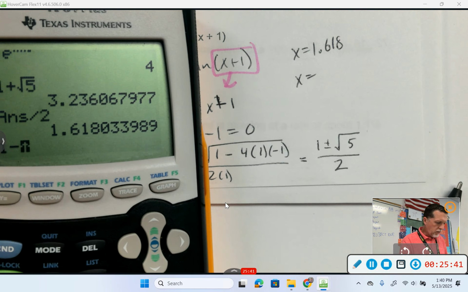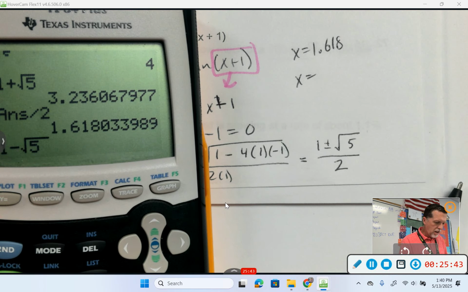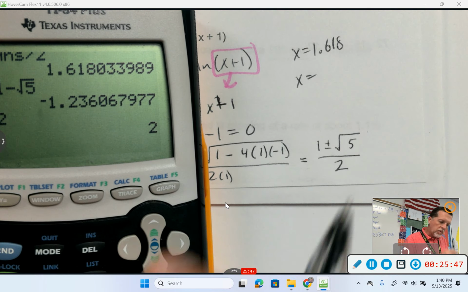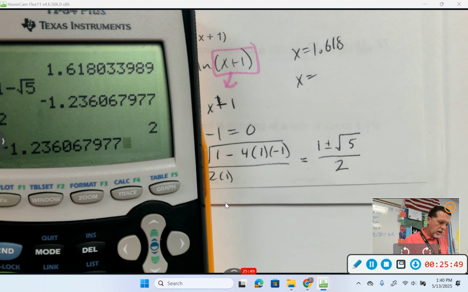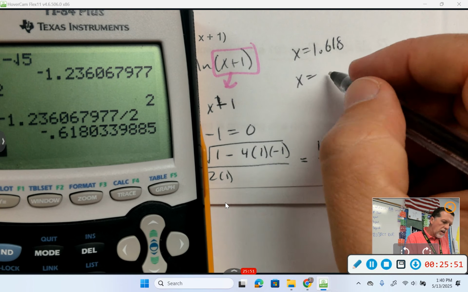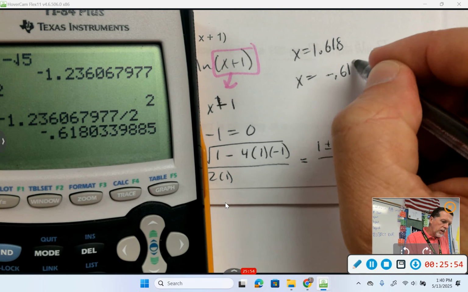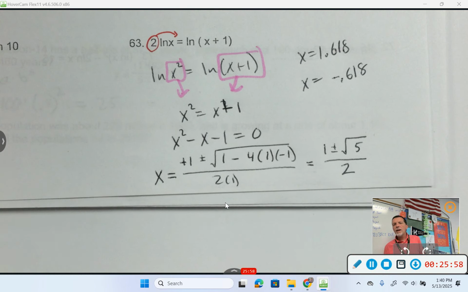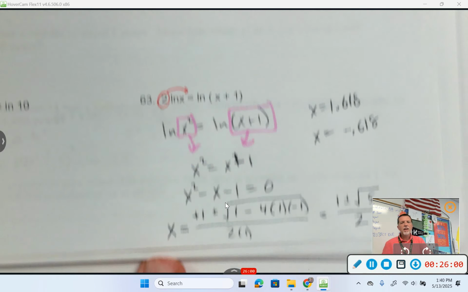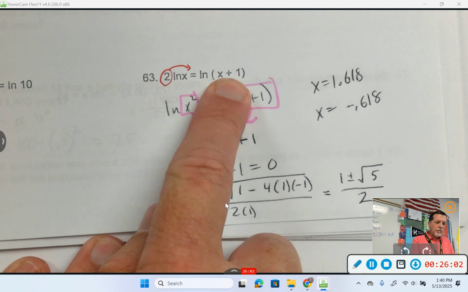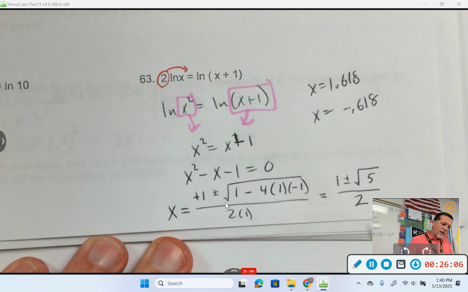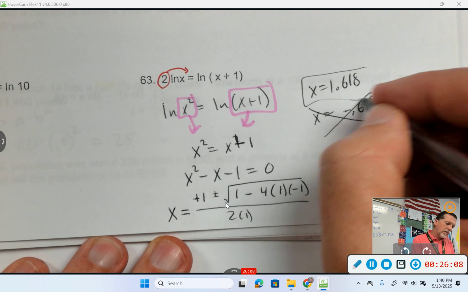1 minus square root of 5, I just did it again, divided by 2. Whoops. Is negative 0.618. Why can't that second work? I can't log a negative. It'd be okay over here because adding 1 would fix it, but on this side, that's no good. So mark that one out.